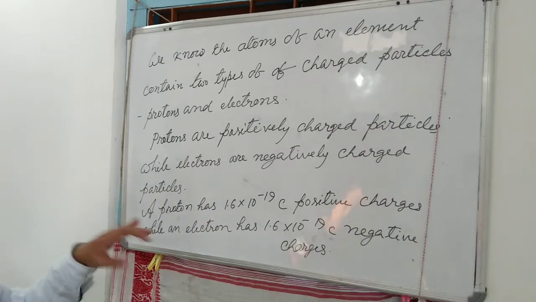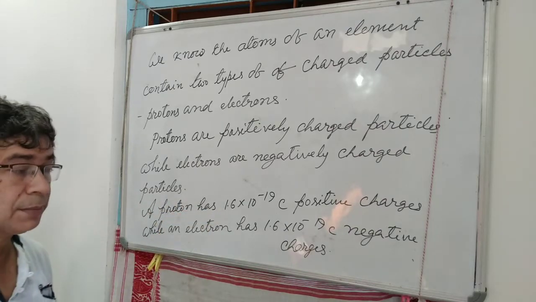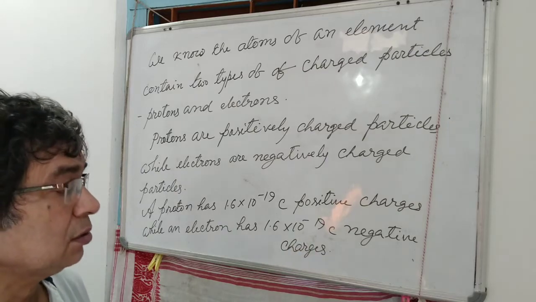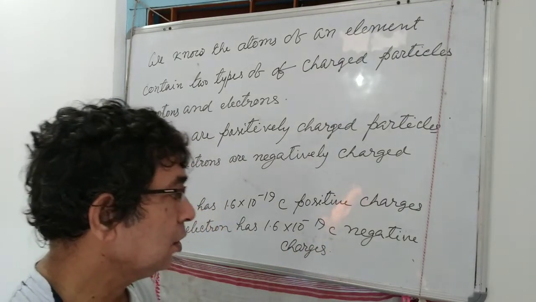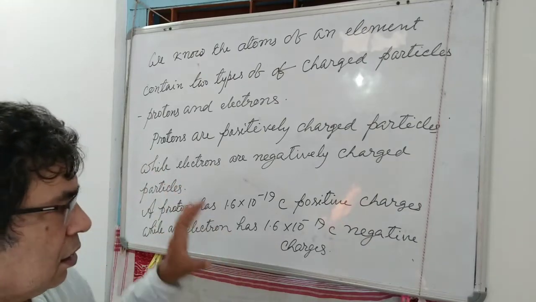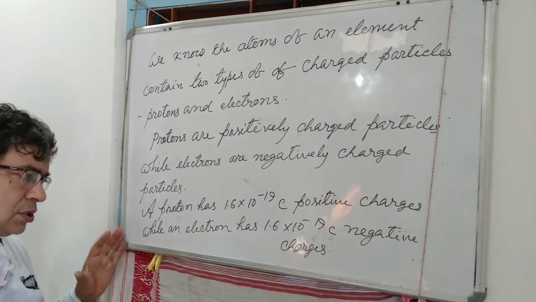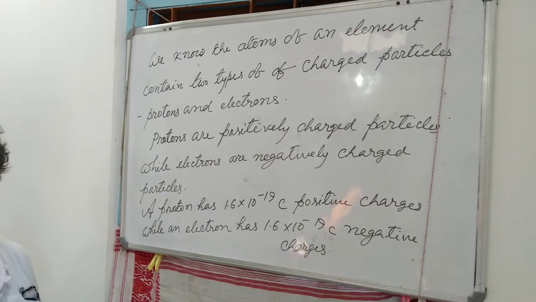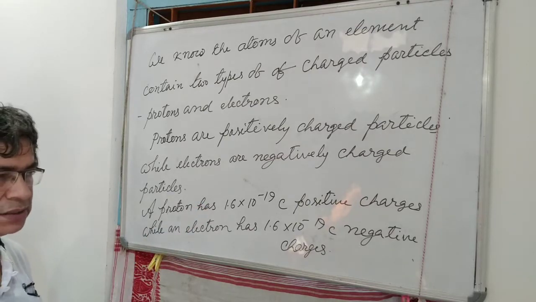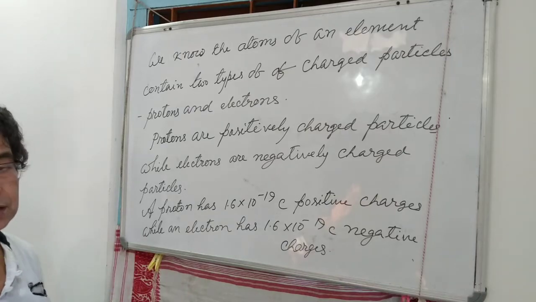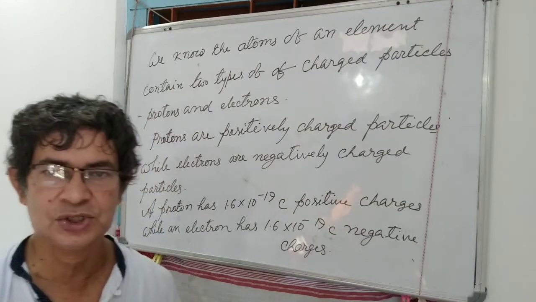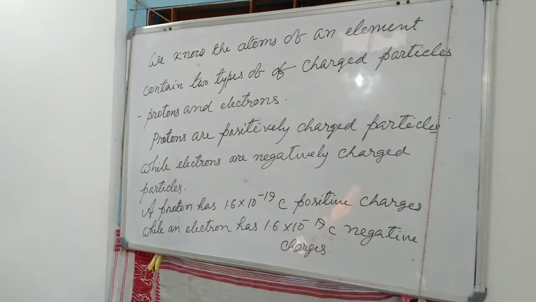A proton has 1.6 into 10 to the power minus 19 coulomb of positive charge, while an electron has 1.6 into 10 to the power minus 19 coulomb of negative charge. Both proton and electron possess the same amount of charge, but the nature of their charges is totally different. The proton has positive charge, while the electron is a negatively charged particle. The amount of charge held by them is the same, although they are opposite in nature.